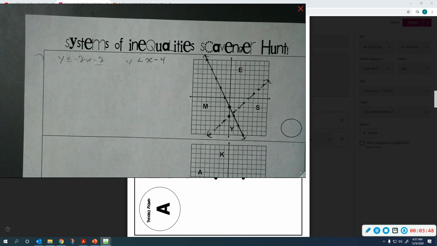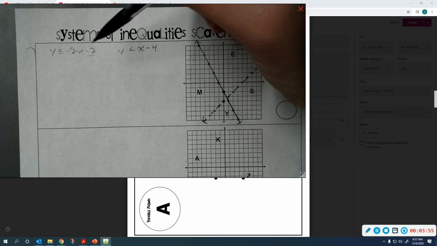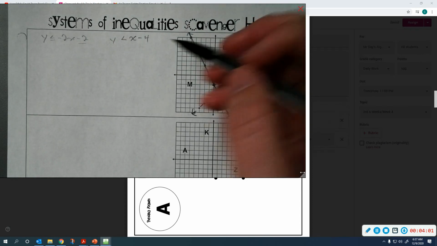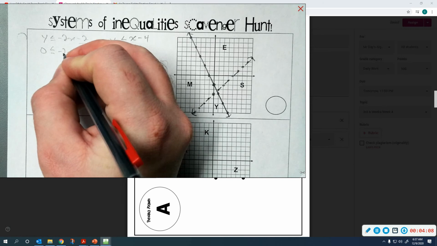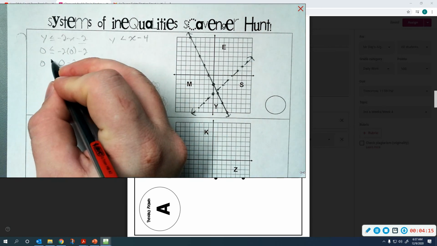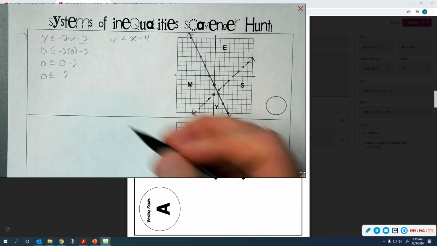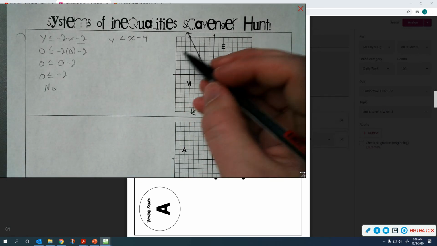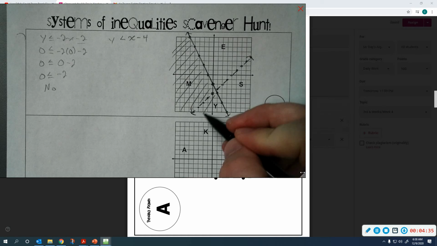Got both lines graphed. Now we're just going to use a test point to see which area to shade. On negative 2x minus 2, which is this line right here, let's use the point 0, 0. That one's really easy to plug in. So if I plug in 0 here, 0 less than or equal to negative 2 times 0 minus 2. Well, negative 2 times 0 is just 0, and 0 minus 2 is going to be negative 2. So the question is, is 0 less than or equal to negative 2? No, that is false. So instead of shading this side, we're going to shade the other side. I'm going to shade everything on the opposite side of 0, 0 for that line.